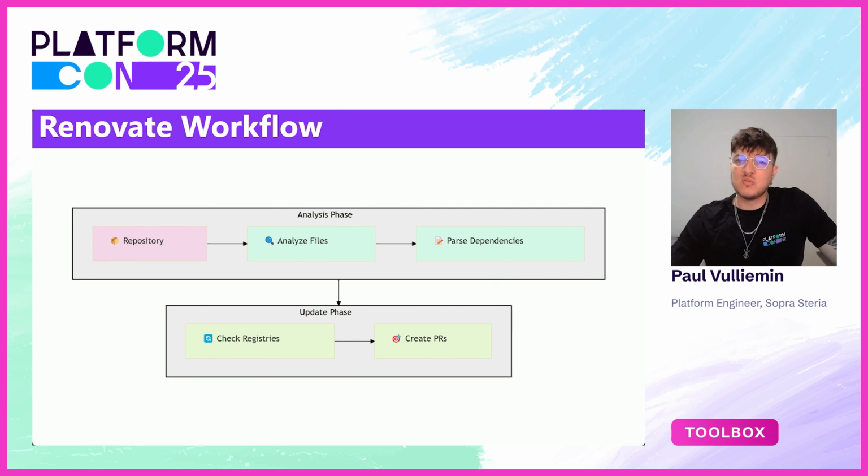So how does Renovate work? First, it will analyze your repository to detect dependency manager files, and it will extract all the dependencies you are using with their versions. Then it will check online in the different registries or repositories if there is a new version, and if yes, it will create a merge request or a pull request to do the update for you.